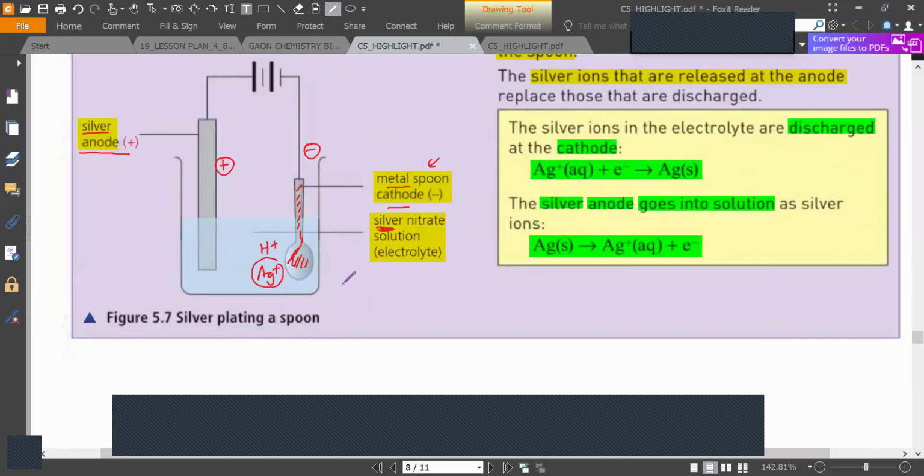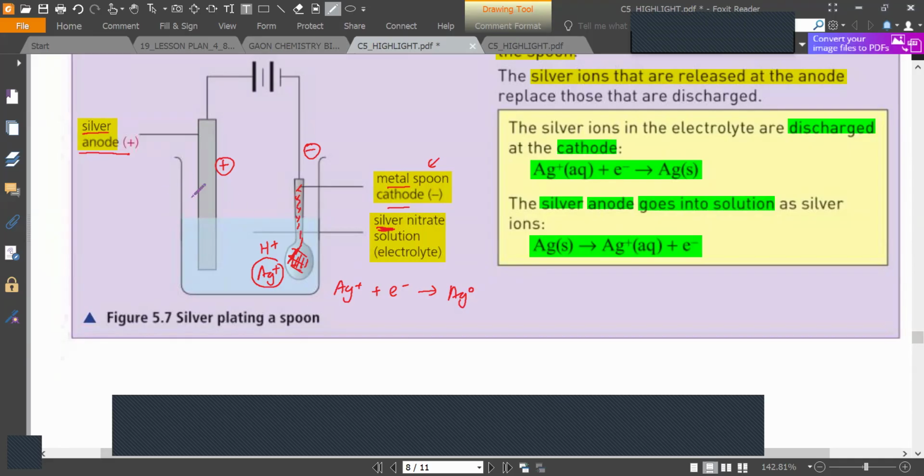So what happens to silver? Silver ion will gain one electron to become silver metal, and then the silver metal will coat the surface of the spoon. So that's the concept.